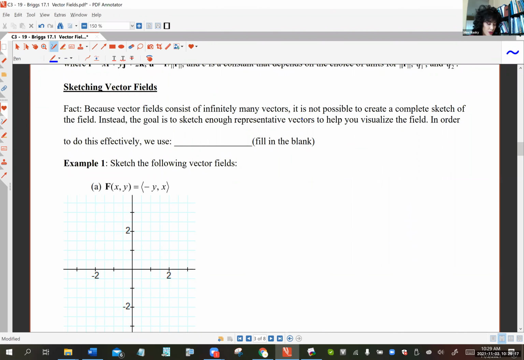Okay. So vector fields are just a collection of an infinity of vectors. Well, does that mean every time I graph a vector field, I have to draw infinity vectors? Well, that would be silly. We can't draw infinity vectors. That would take too long, of course.